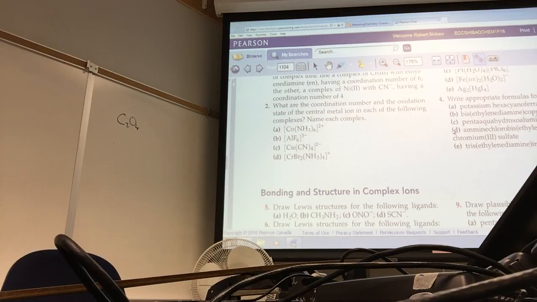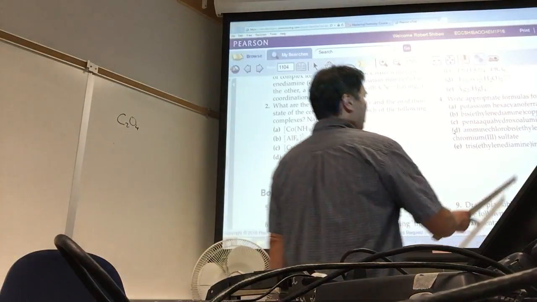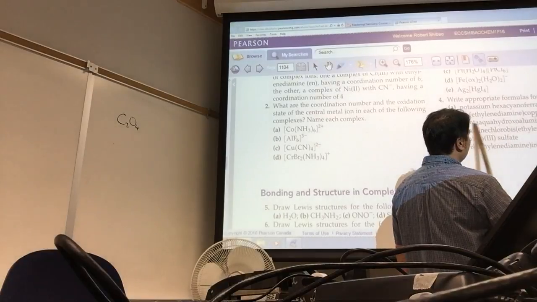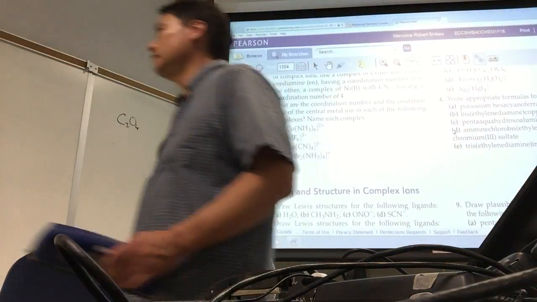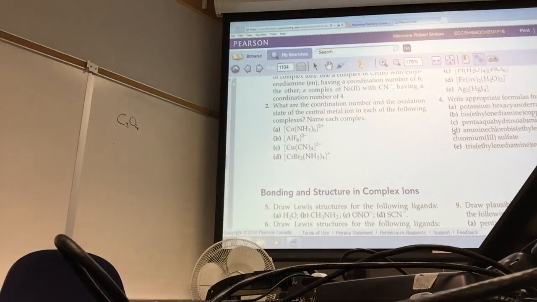Let's go to 4C. Penta aqua hydroxo aluminum 3 chloride. Whenever we see a space like this, we're separating the cation from the anion. So this must be the cation here, and chloride's the anion. The chloride anion is simple enough. We could write that now. Chloride we know is Cl minus. But what is the cation?